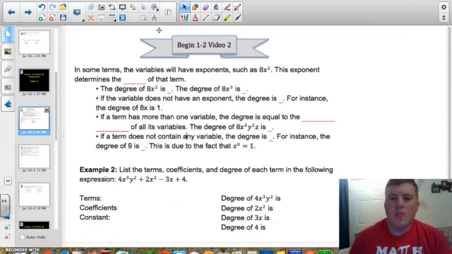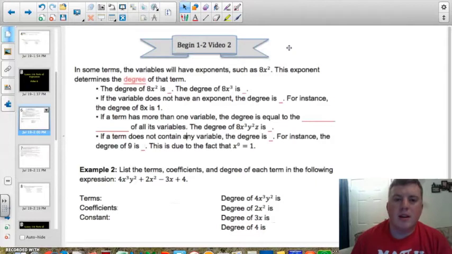In some terms, the variables are going to have exponents on them. Exponents are those little numbers written a little bit smaller and a little bit higher than the rest of our numbers. So in the example 8x squared, the exponent would be 2. The exponent determines what we call the degree of that term. So the degree of 8x squared is going to be 2, and that comes straight from the exponent. The degree of 8x to the third power, or 8x cubed, is going to be 3.